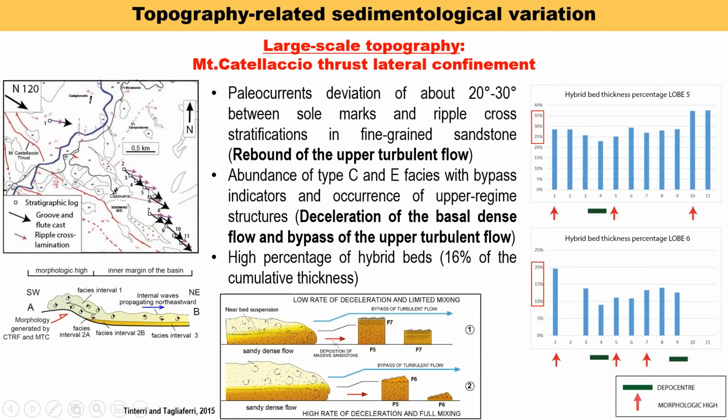This suggests the rebound of the upper turbulent flow on the surface of the lateral slope, while the abundance of facies with bypass indicators is indicative of the drastic deceleration of the basal dense flow, while the upper turbulent flow is able to bypass. And this condition is quite characteristic of confined settings. Also the high percentage of hybrid beds is meaningful since they are quite common where the flow is forced to decelerate against morphology.